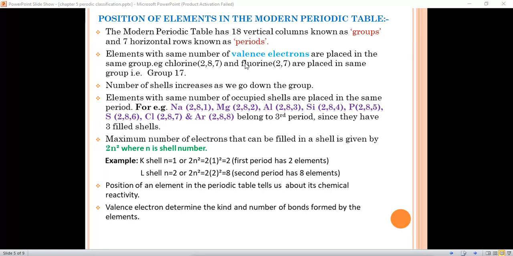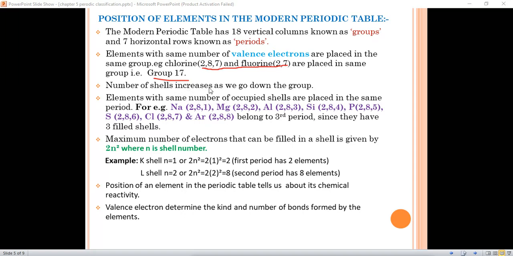Valence electron means electrons present in the outermost shell. So in a particular group, the elements which have the same number of outermost electrons are placed in the same group. For example, chlorine and fluorine are placed in the same group, that is group number 17. How many electrons does chlorine have in the outermost shell? 7. And fluorine also has 7 electrons in the outermost shell. So they are placed in the same group, group number 17.